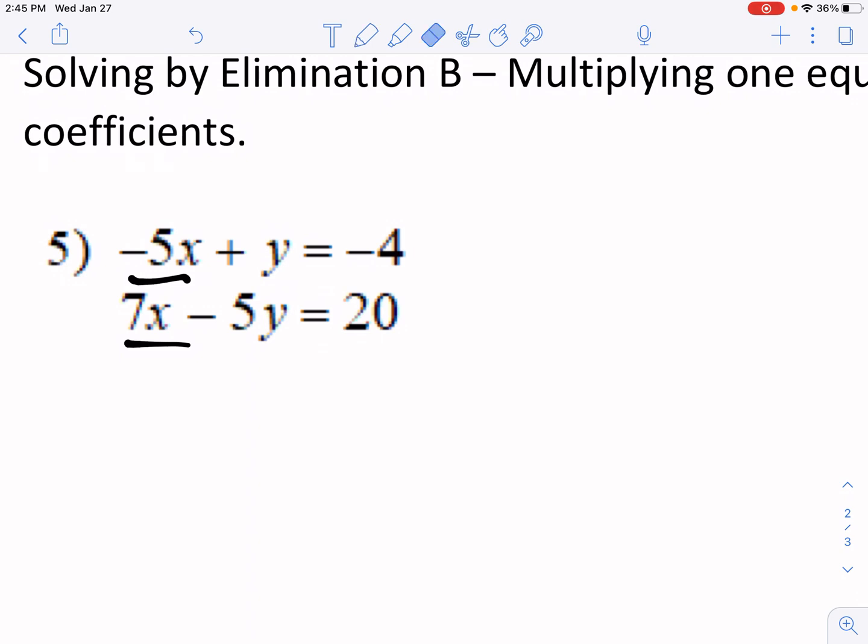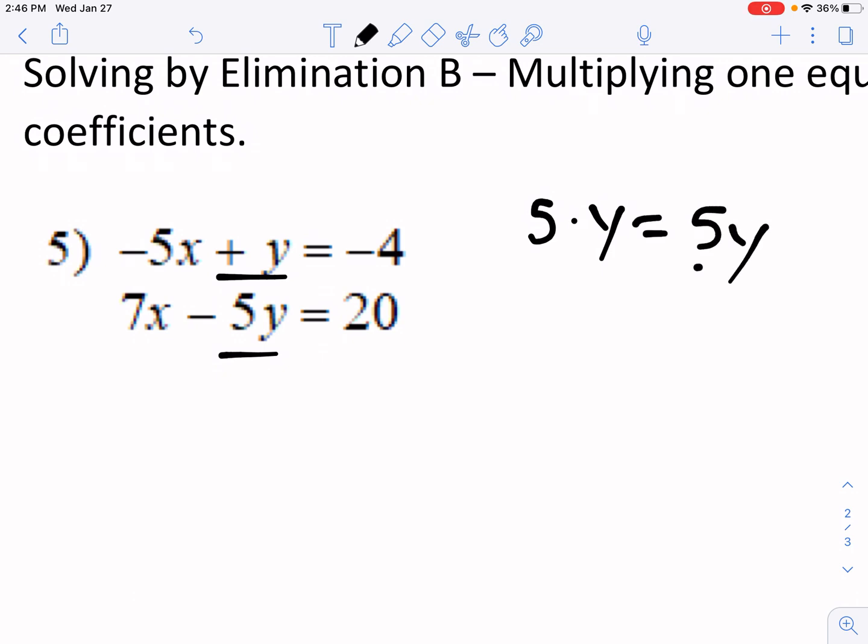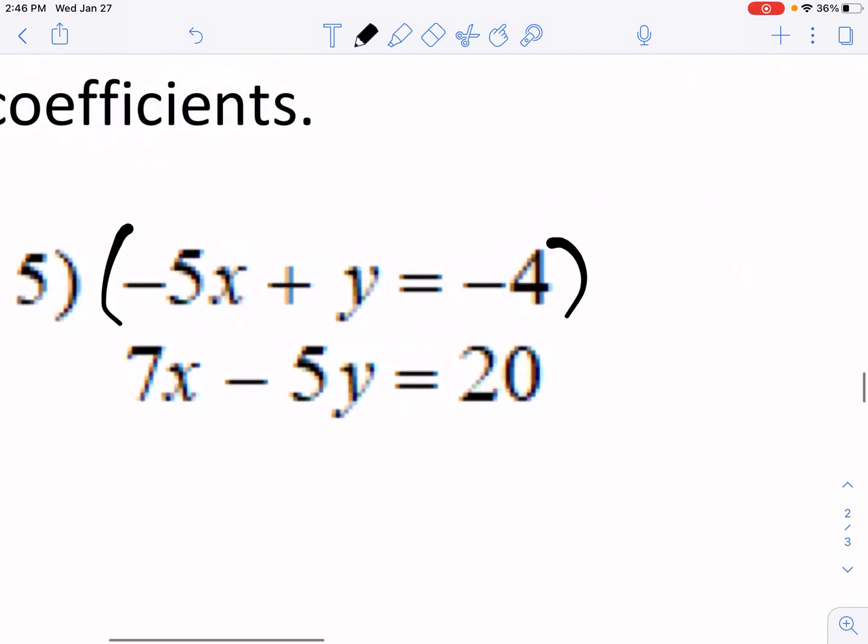However, let's go over to the y's. Is there something I can multiply one of those by to create opposite coefficients? Well, what about the positive y? Couldn't I just multiply that by 5? If I multiply 5 to y, that gives me a positive 5y, right? Well, that would be opposite coefficients with a -5y, okay? So what we need to do is multiply the top equation by a positive 5, and that will create opposite coefficients for our y's, okay? So we're going to go back to this top equation here, and we're going to multiply each term by a positive 5. So 5 times the -5x gives me a -25x.